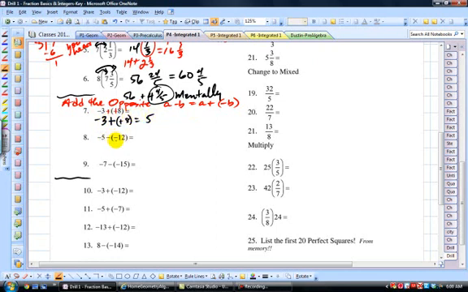Once again, on this one you want to add the opposite. So add the opposite of -12, so add 12. -5 plus 12. You have more positive here. 12 minus 5 is 7. And here, a similar thing. You want to add the opposite. You have -7 plus the 15. You have more positive. 15 minus 7 is 8. So you have 8 here.